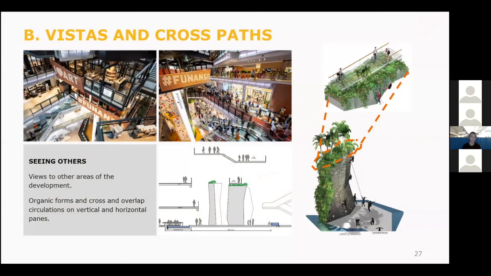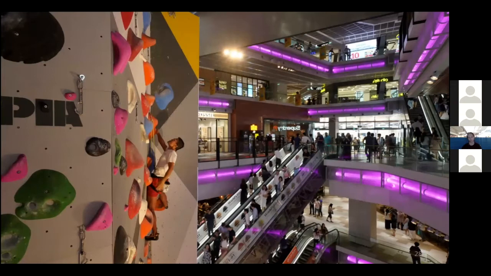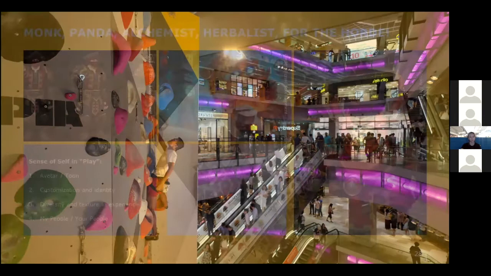So if you went to the development, Funan, you would find that there are many organic forms or geometric forms that cross and overlap, both on the vertical and horizontal plane. And these add to the energy of a retail experience. So this photo sums it up pretty much: as you climb the wall in your Lululemon, people will be able to see you climbing up, the same way you would be able to look down and decide on where you want to eat after your climbing session. So these vistas into other activities are important as part of the social experience of any retail development. That's what we try to imbue in the project.